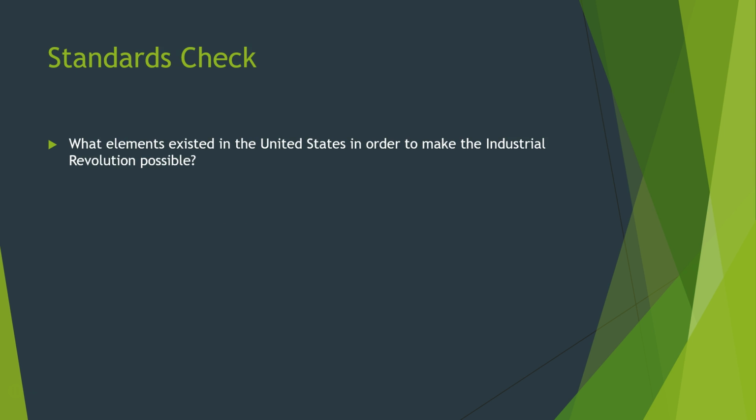So we look at our standards check. What elements existed in the United States in order to make the Industrial Revolution possible? Using information from the previous two slides, we should be able to answer that question at this point.